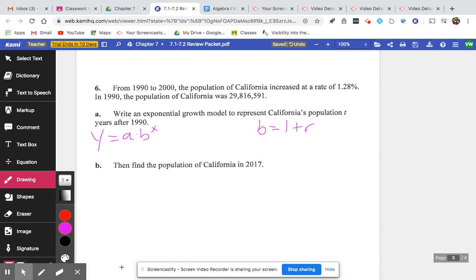So, we got 1 plus my rate. My rate is 1.28%, written as a decimal is 0.0128.